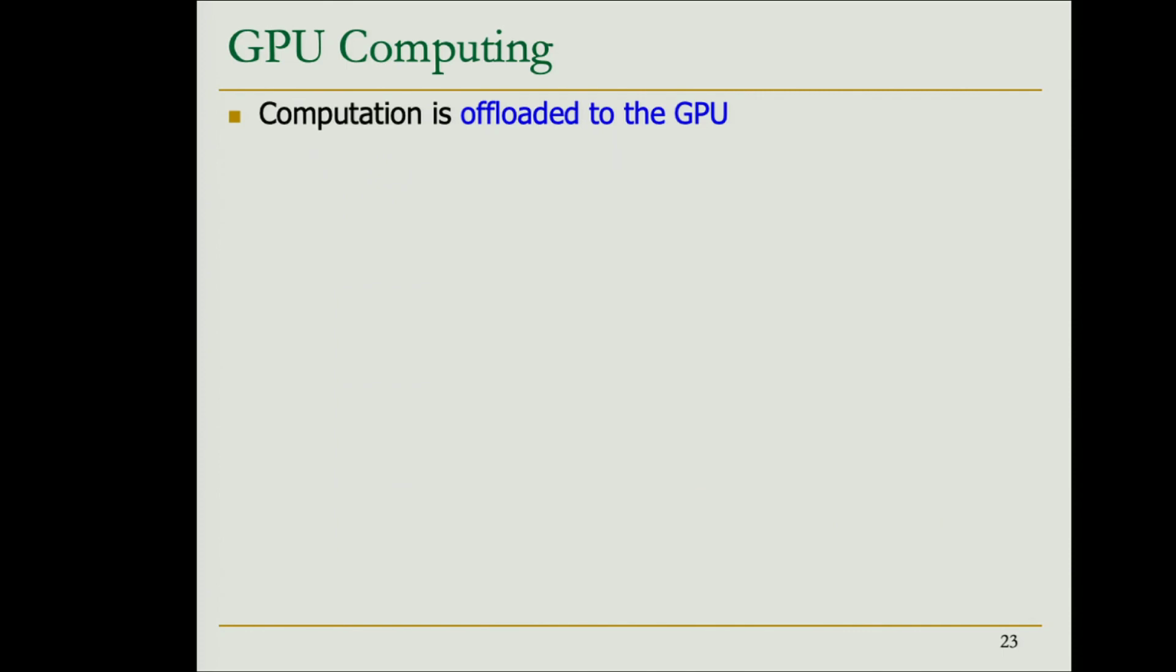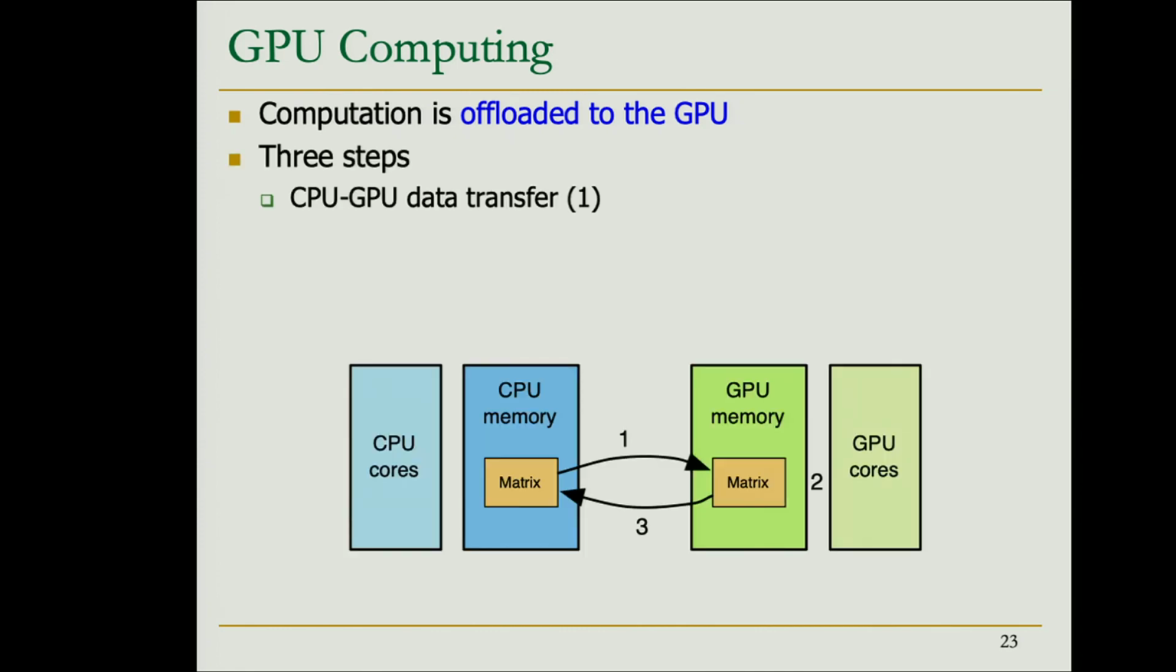Okay, and this is the first slide of how we compute on the GPU, how we offload the computation to the GPU. Three steps. First, we will usually start the computation on the CPU side, where we are going to have the original data structure, or data structures, that we want to operate on.